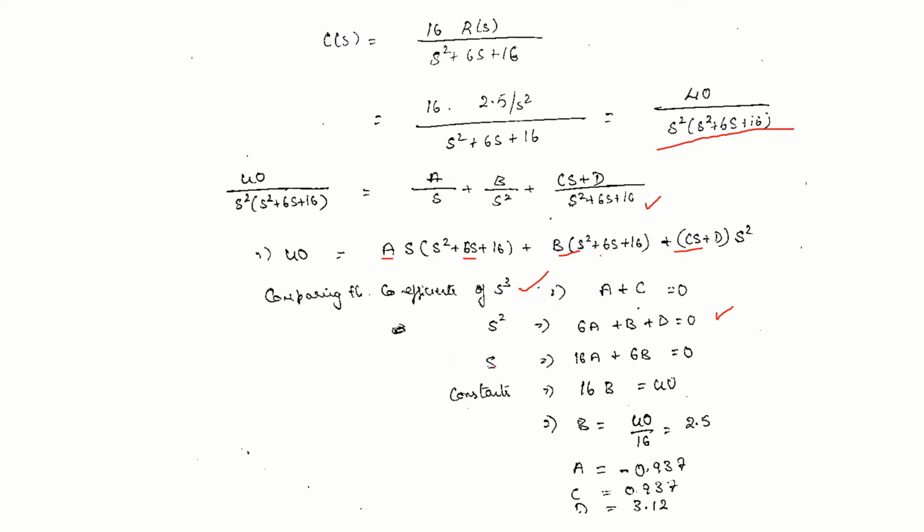Then coefficients of s, we'll get 16a plus 6b is equal to 0. Constants, when I do, I'll get 16b is equal to 40. So from here I'll get b, then back substituting we'll get all these values.